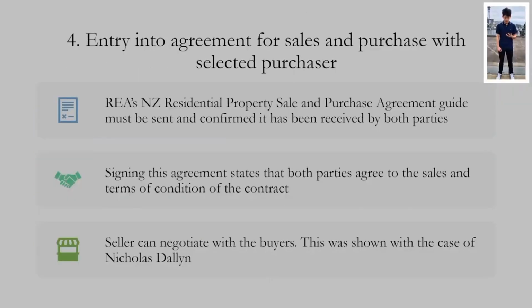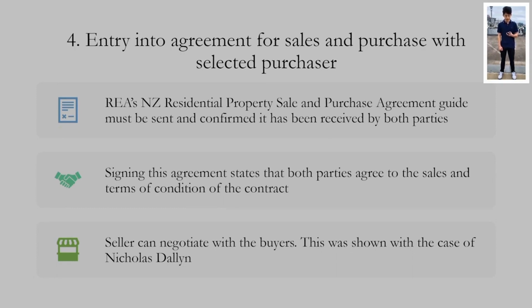As the real estate agent, the agent must send a copy to both parties about the REA's New Zealand Residential Property Sales and Purchase Agreement Guide. Both parties then must confirm in writing that they have received a copy of this guide. A sales and purchase agreement indicates that the buyer submitted a written offer. In the agreement, the purchaser sets out details and certain terms and conditions involved by the property. Both the seller and buyer sign the agreement to confirm both parties agreed to the sales and terms and conditions of the contract. The seller can always negotiate the deals offered by buyers.